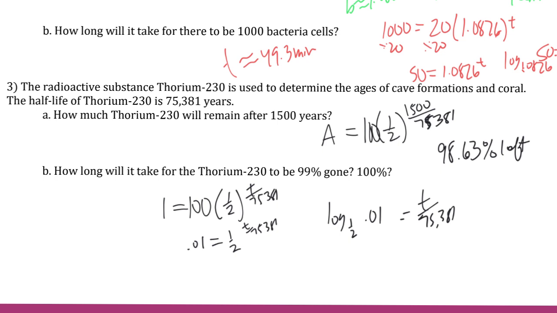then multiply both sides by 75,381, you're going to get 820 years.